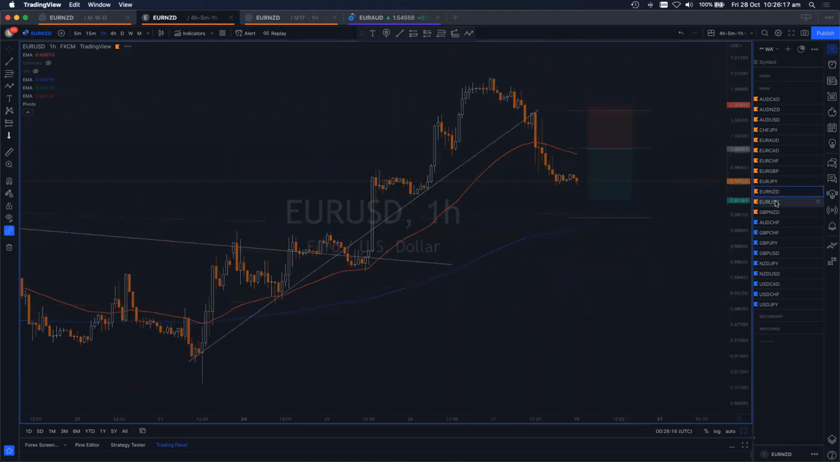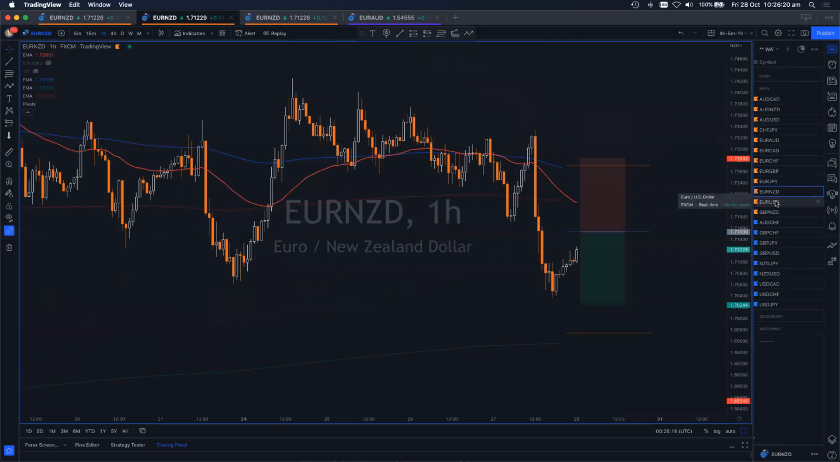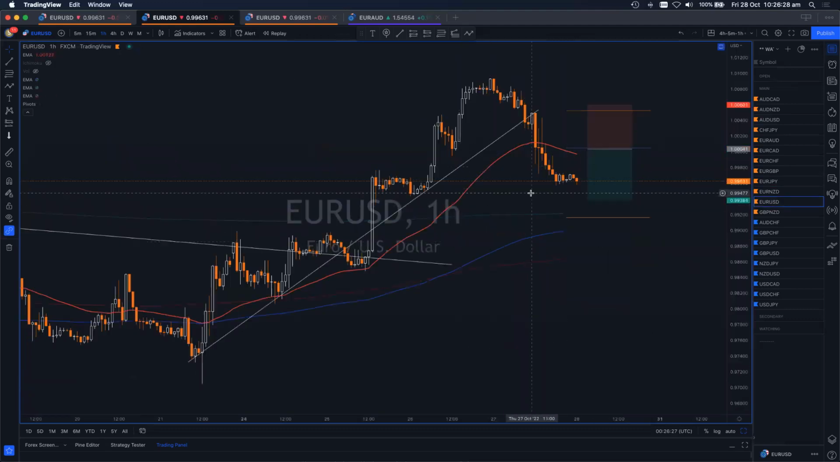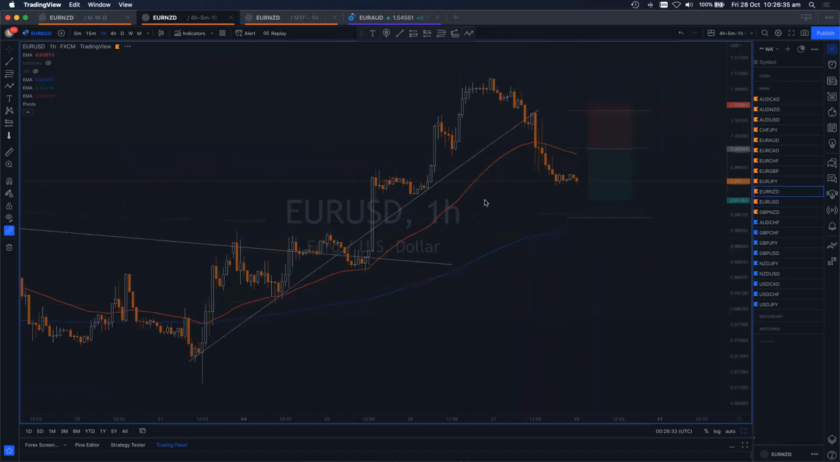Euro Kiwi, Euro USD. This is Euro USD. Okay, so no, it wasn't Euro Kiwi, sorry, it's a bit fizzled.